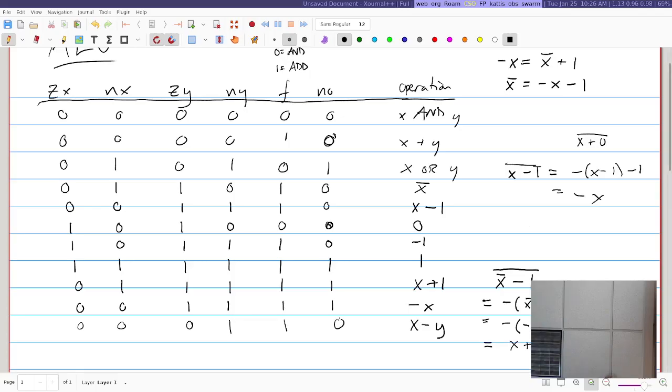No. So that would give us, I mean, that would be x plus y inverse, right? But y inverse is not quite the same thing as negative y. So that's going to be x minus y minus 1. Right, so it's very close.